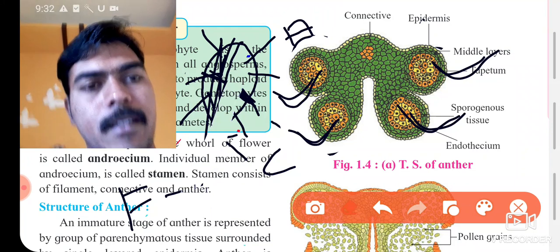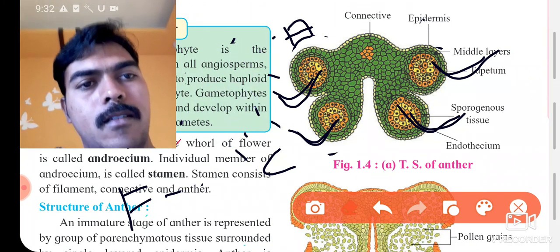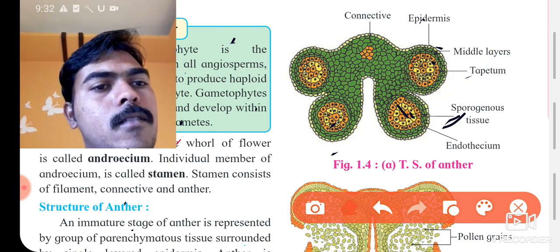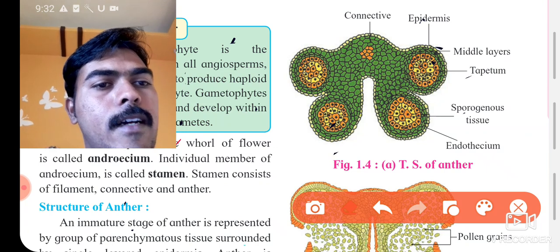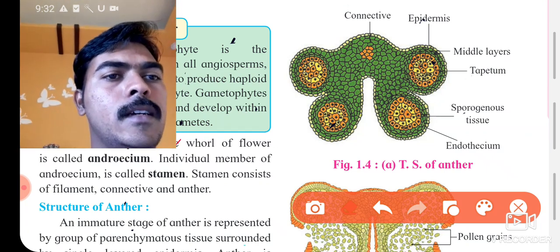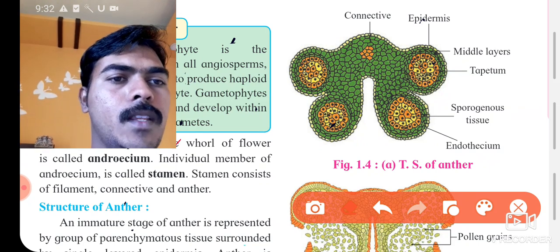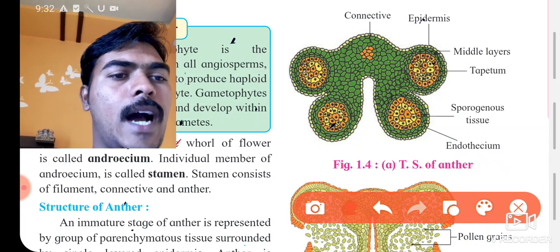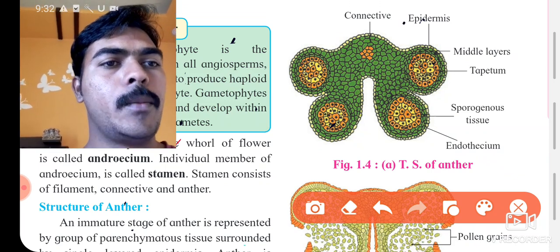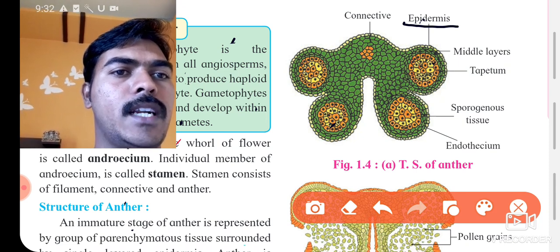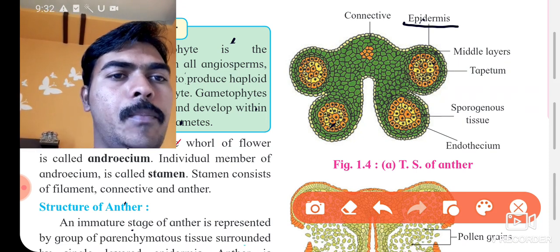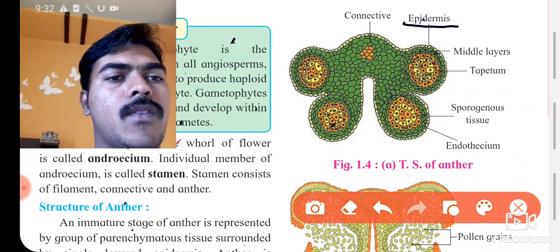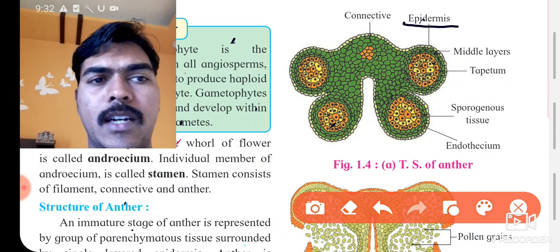Now let me tell you another thing about this anther. The anther has mainly 4 layers. The outermost layer is called the epidermis. It is protective in nature. It protects the anther from external injury or the external environment.